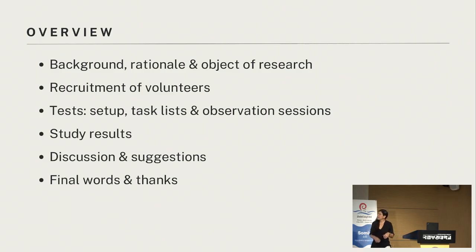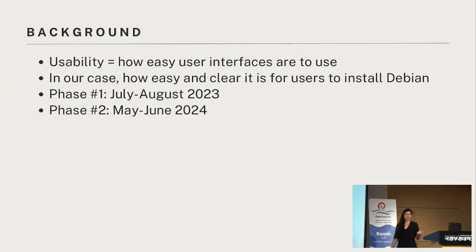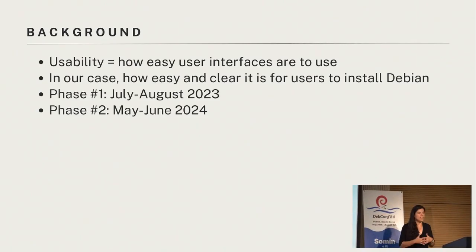So the quick outline, I won't go point by point because we cannot afford losing time, but it's there for your reference. Just a background, what usability is. We are interested in evaluating user interfaces, computer-human interfaces, and seeing how easy it is to use our computer system. In our case, how easy and clear it is to use our installer, Debian installer. Actually, how the process of installing Debian is easier, because there's not only one installer.